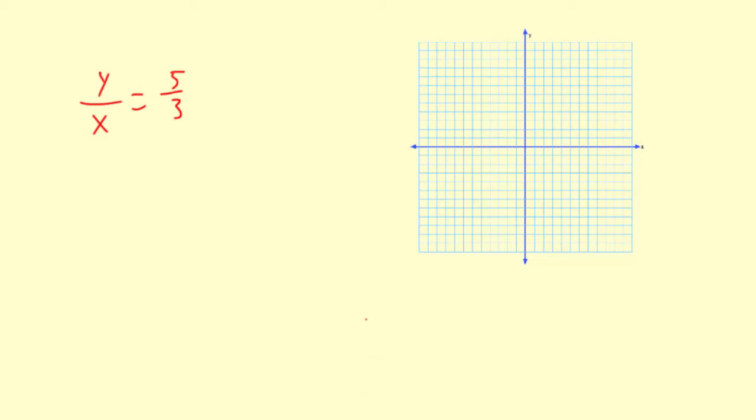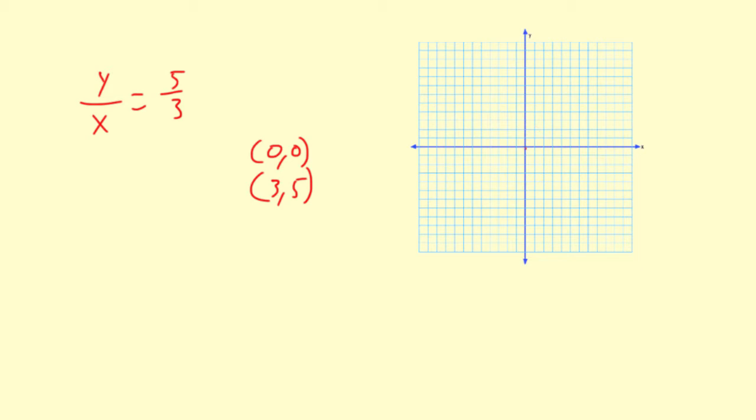Okay, the big picture for this lesson is graphing proportions. So here's a proportion right here, y over x equals 5 over 3, and we have our graphing grid. So a proportion goes through the point 0, 0. So all we need is one more point, and we have our ratio 5 to 3. If you look at the proportion, the 3 goes with x and the 5 goes with y, so 3, 5 is your other point.